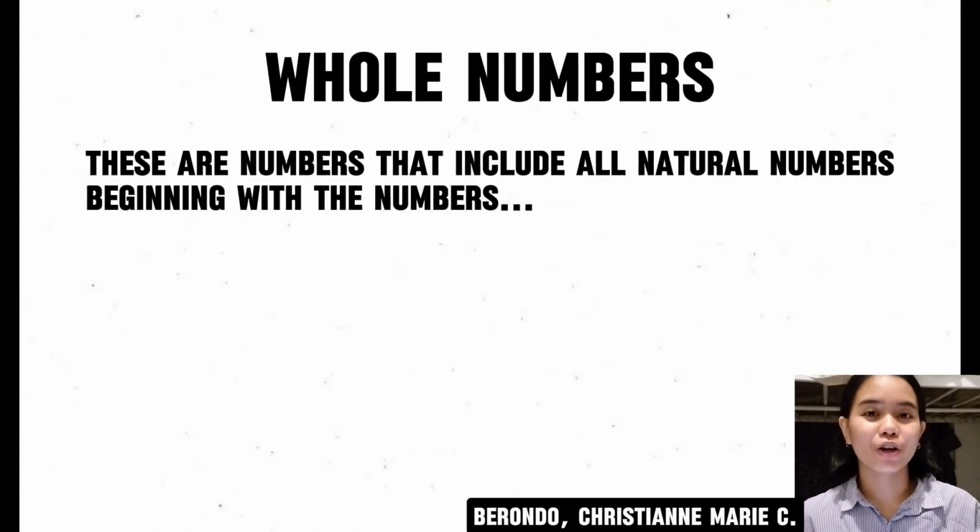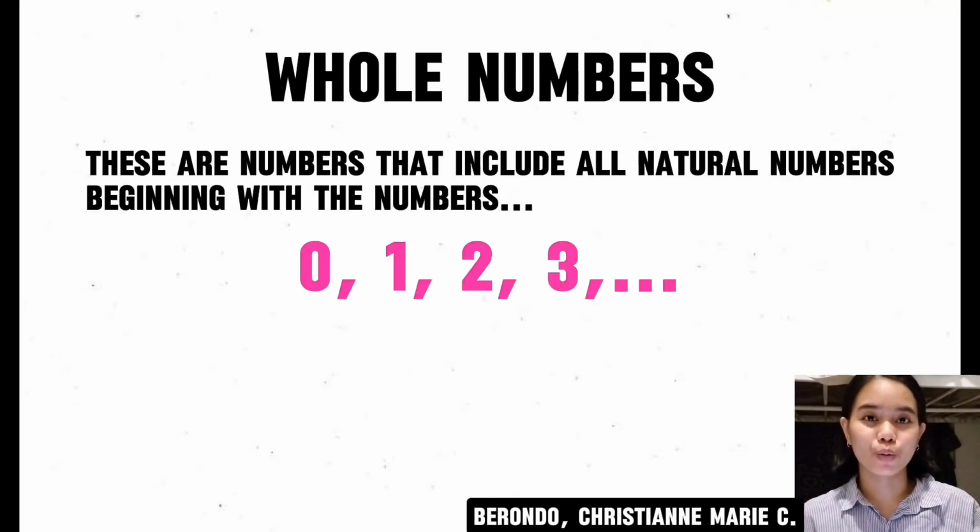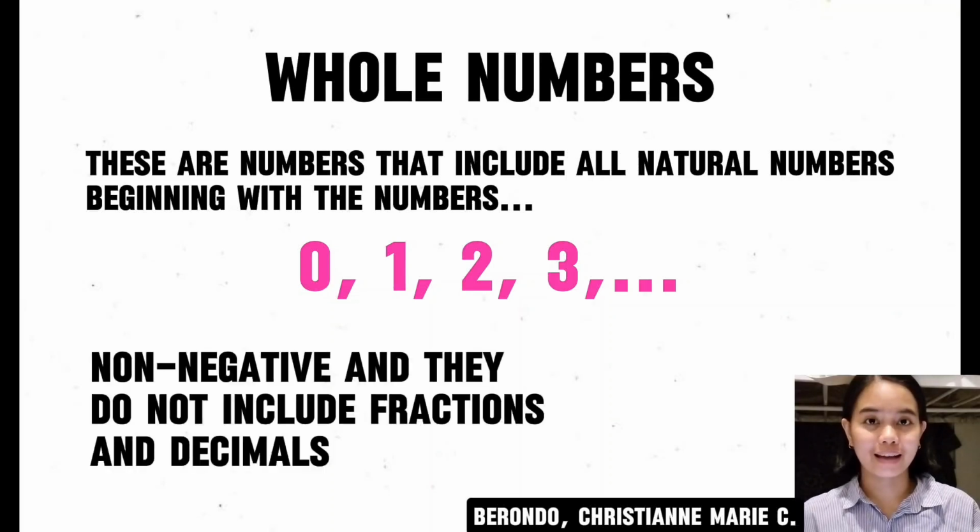Next, we have whole numbers. These are numbers that include all natural numbers beginning with 0, 1, 2, 3, and so on. Whole numbers are non-negative and they do not include fractions and decimals.